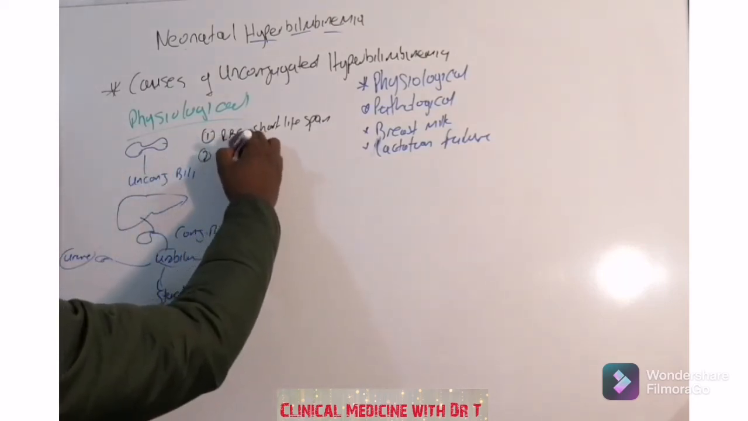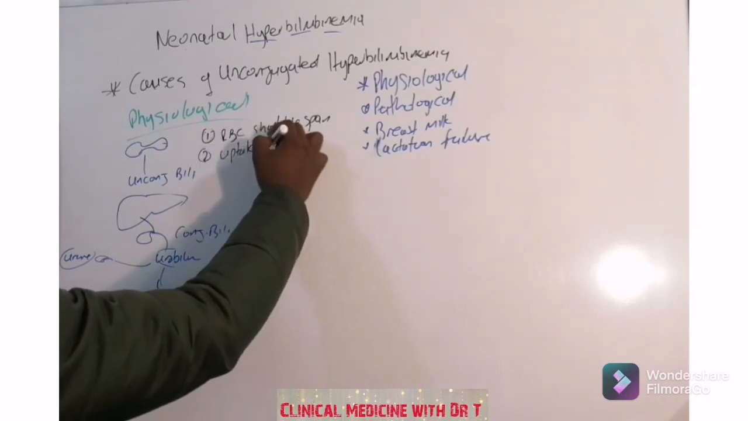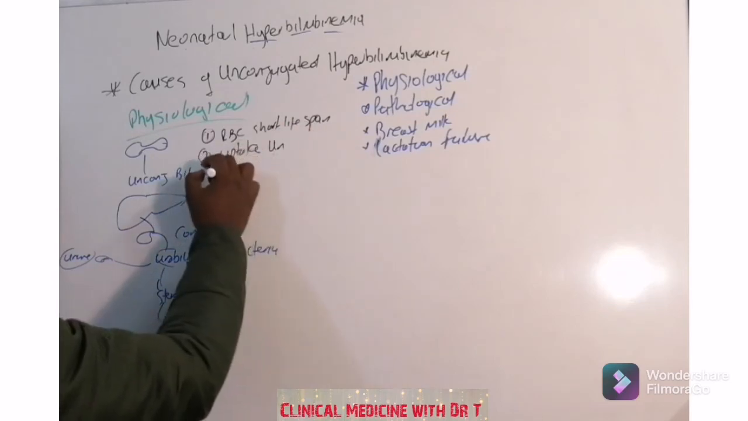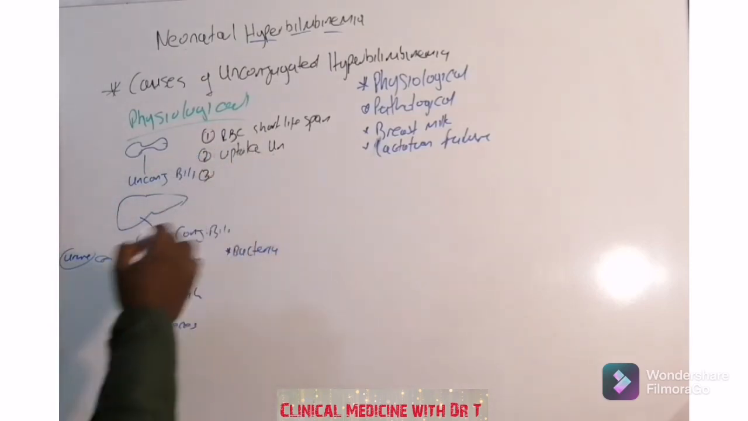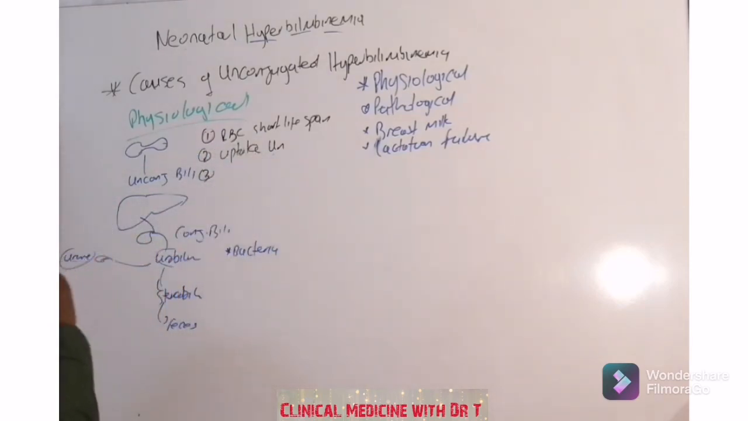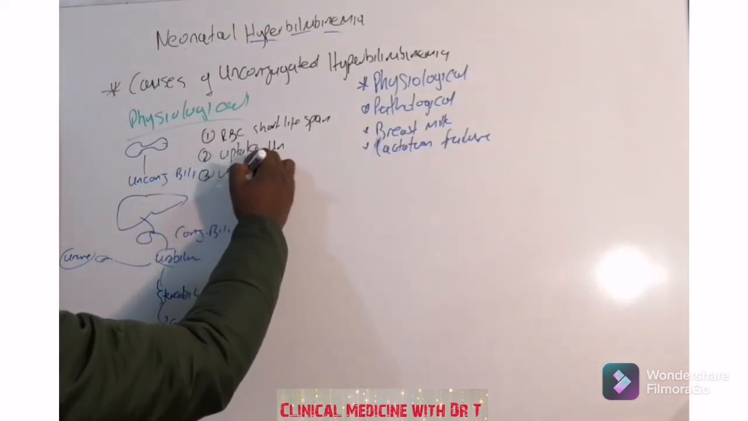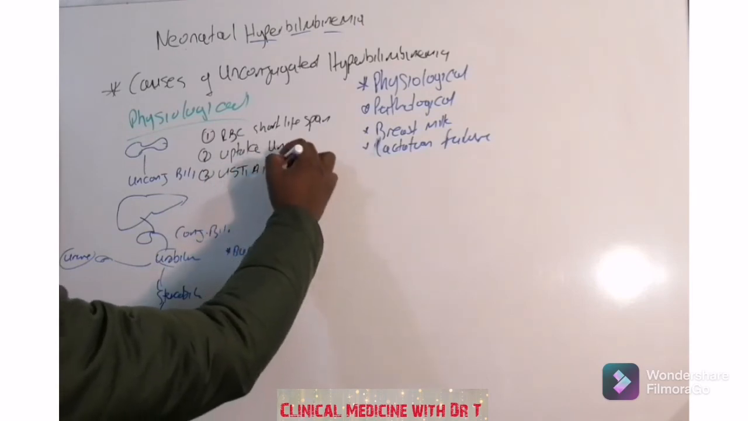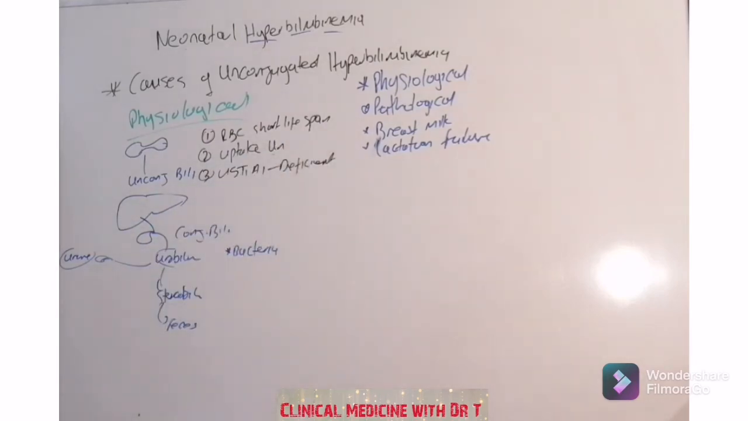They still struggle with the uptake of unconjugated bilirubin. Number 3, the enzyme that conjugates unconjugated bilirubin into conjugated, that UGT1A1 enzyme, is deficient in neonates. So these are the reasons why we get this kind of jaundice in the neonates.